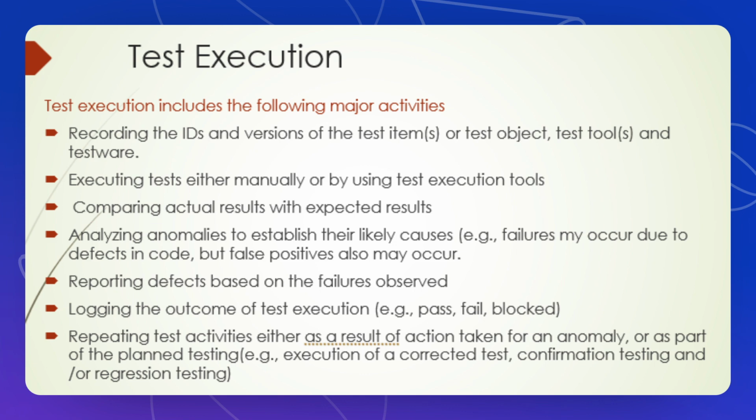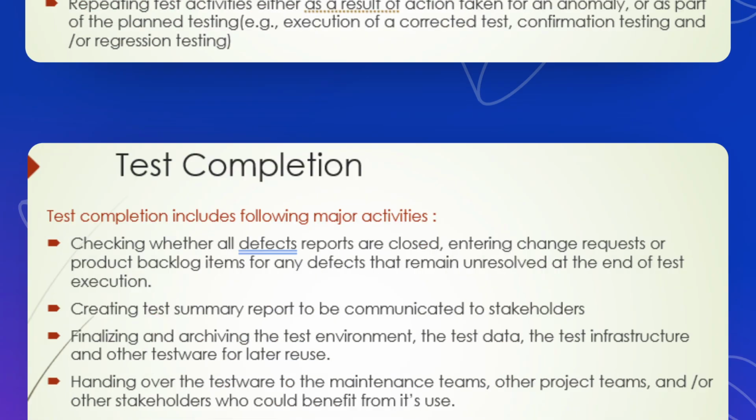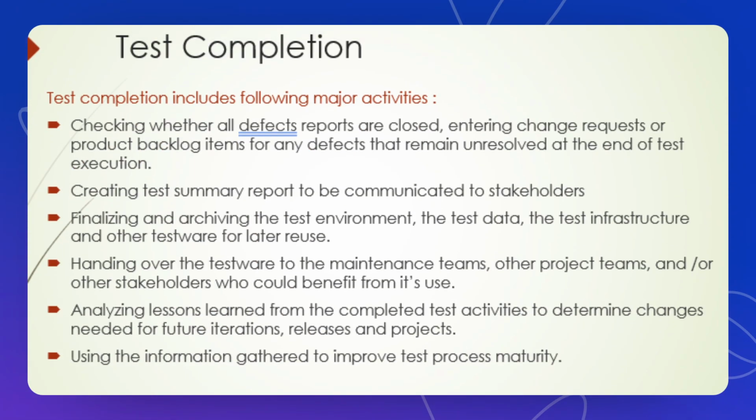So we log the outcome of test execution: pass, fail, blocked. We repeat the test activities. For example, if there is an anomaly or we have a plan for retesting, execution of corrected tests, we do retesting, regression testing, and all these activities are performed in test execution. So in test completion, this is the last phase, and this wraps up the things.